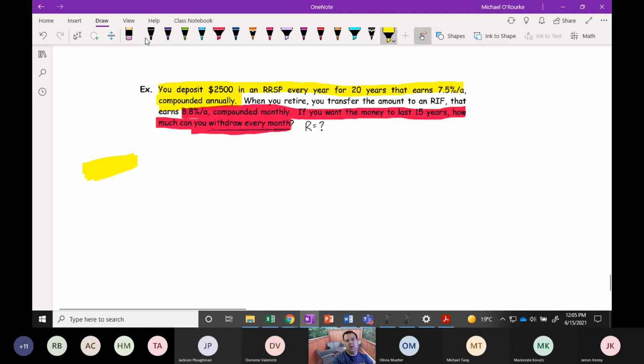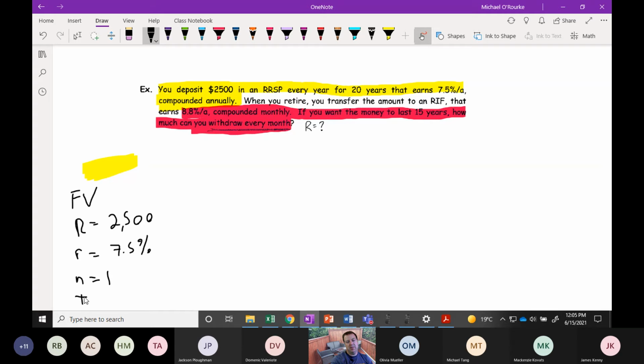So I'm going to do two sets here. So this is a future value question. My regular payment is $2,500. My rate is 7.5%. My N is 1 since it's compounded annually. And my time is 20. My other one here, my present value is going to be my answer for the previous question.